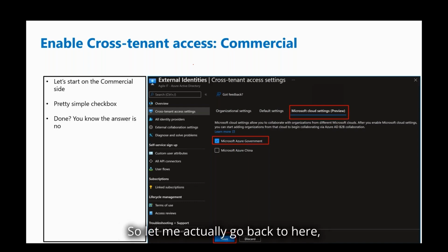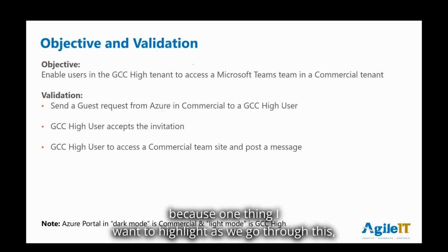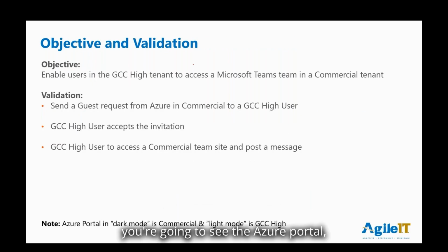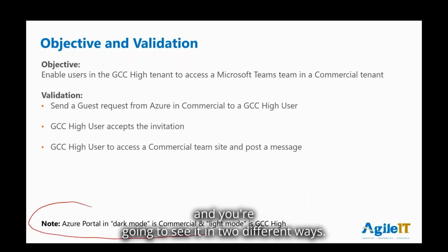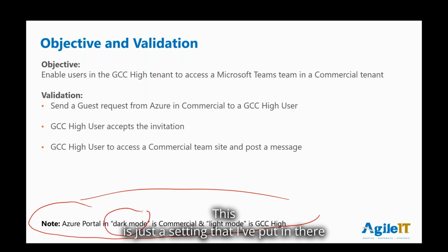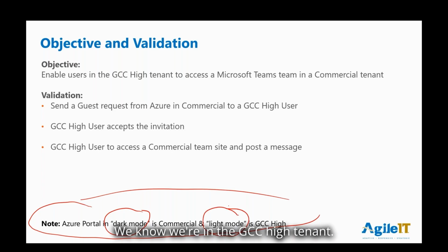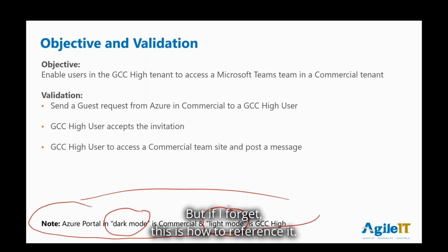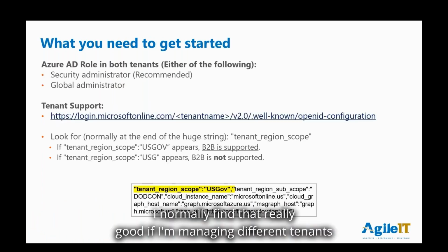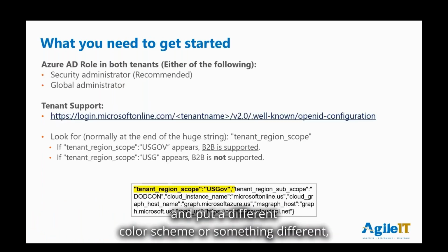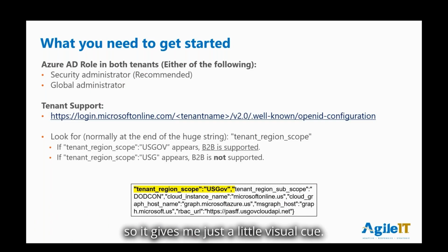So, let me actually go back to here because one thing I wanted to highlight as we go through this, you're going to see the Azure portal and you're going to see it in two different ways. You're going to see dark mode. This is just a setting that I've put in there to make it a little easier to say, hey, if you see that it's in dark mode, it's the commercial tenant. Because we're going to see the exact same thing in GCC High. If that one's in light mode, we know we're in the GCC High tenant. I'm going to try and explain it as we go through it. But if I forget, this is how to reference it. I normally find that really good if I'm managing different tenants to put a different color scheme or something different. So it gives me just a little visual cue.